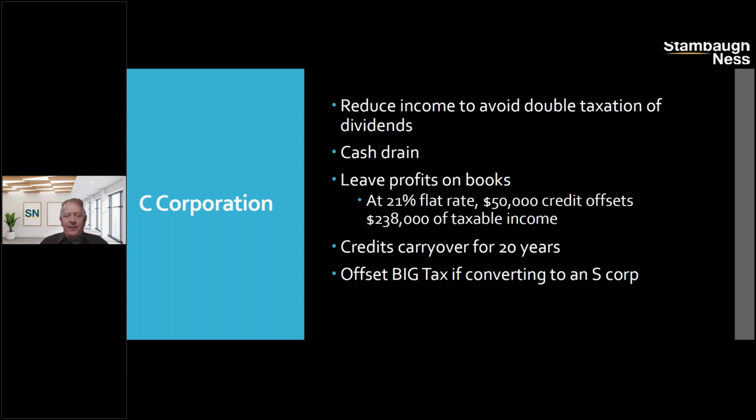My last bullet point on this slide talks about offsetting BIG tax of converting to an S corp. But what is BIG tax? BIG stands for the built-in gains tax, and it means that if you are a C corporation and you are moving to S corporation, there is a tax that you have to pay on the difference between the fair market value of your assets and their tax book carrying value.